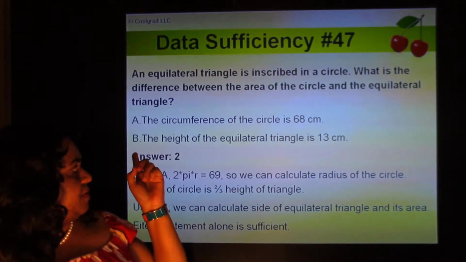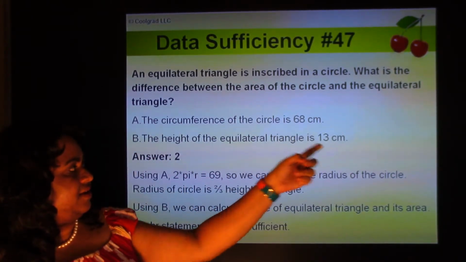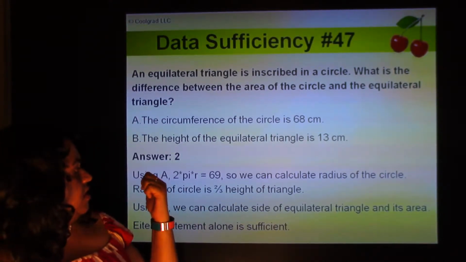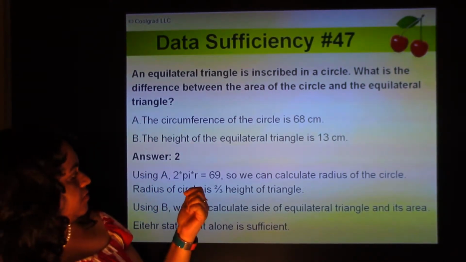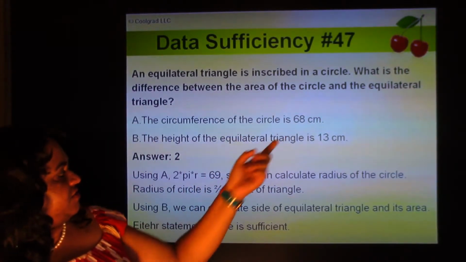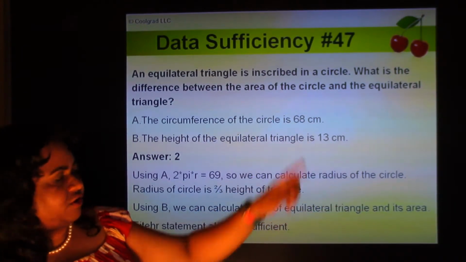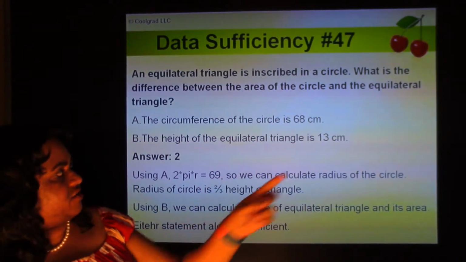Statement B: the height of the equilateral triangle is 13 centimeters. So draw a picture for your own reference. So using A, the circumference of the circle is 68, so 2 pi r is this, and so you calculate the radius of the circle. From this we know the radius of the circle.